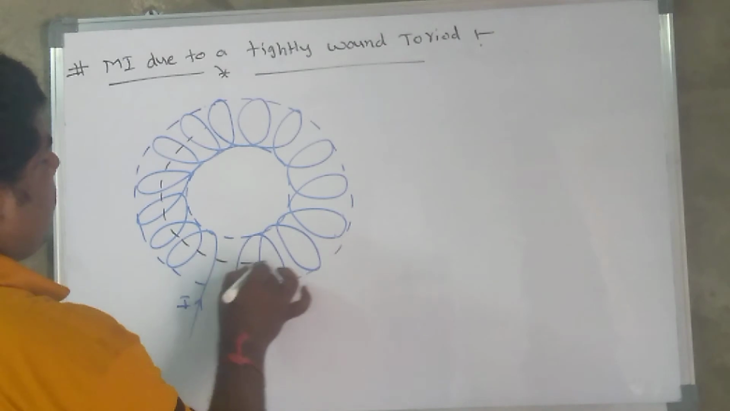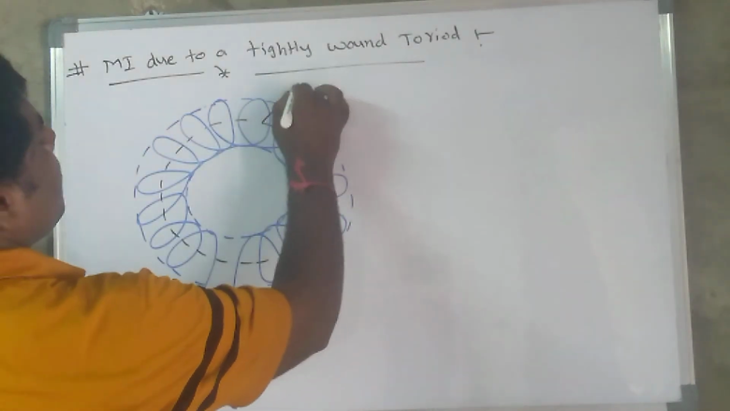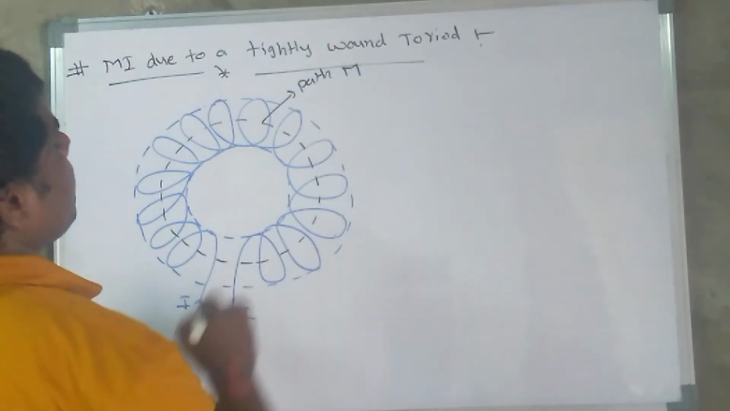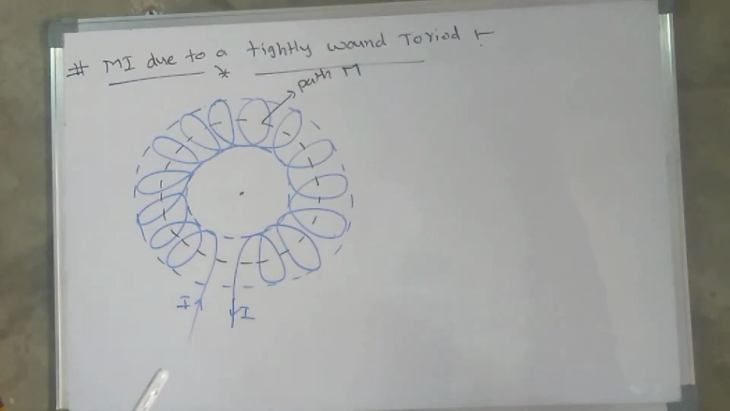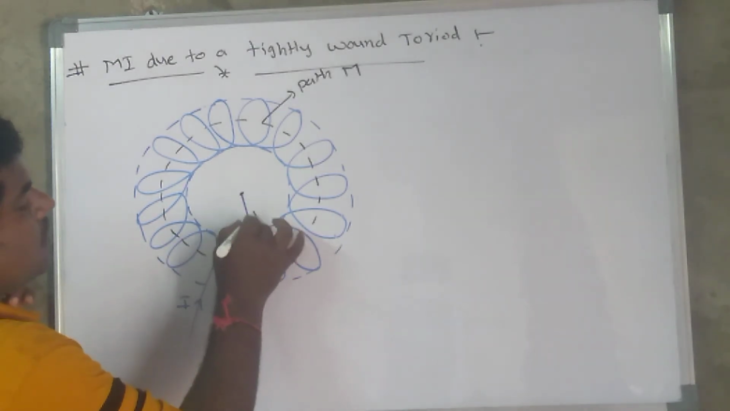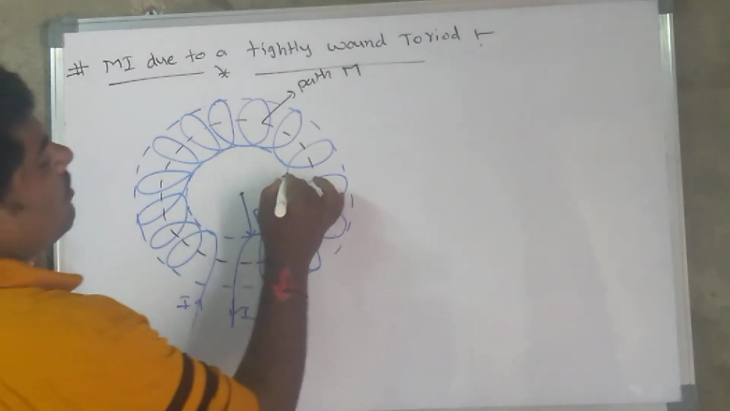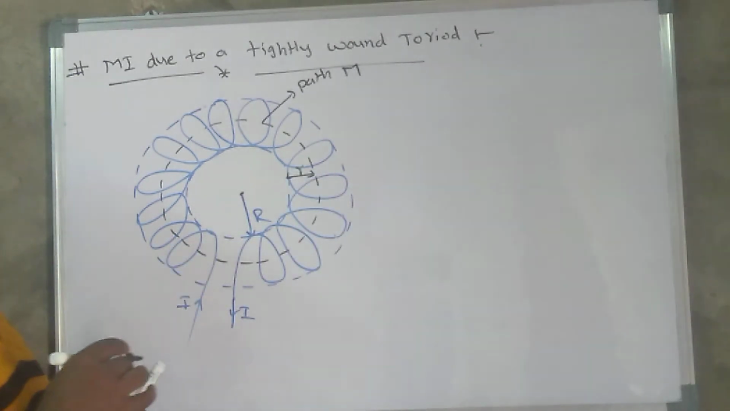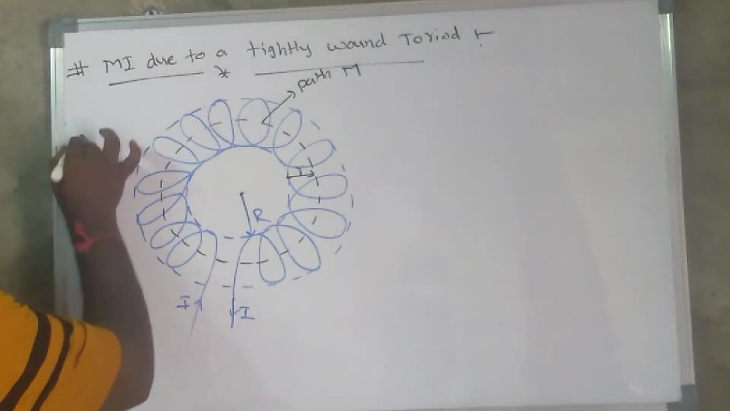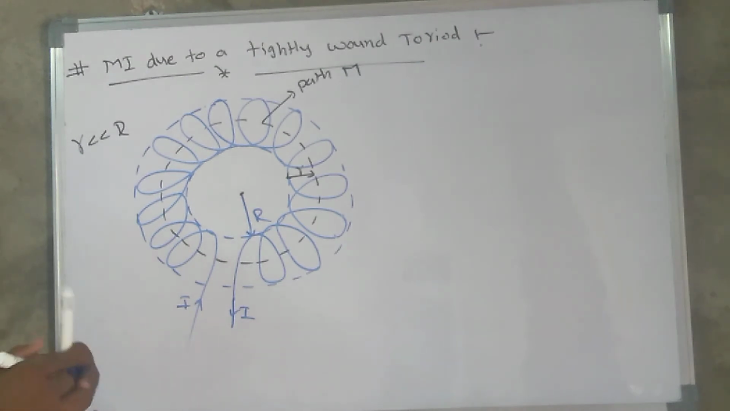This one is nothing but the Ampere loop, this loop named path M. So this is the center. From here to here, this radius is a capital R, and from here to here, the distance to this loop, is small r. So in this condition, small r is less than capital R. Very important point: small r less than capital R.